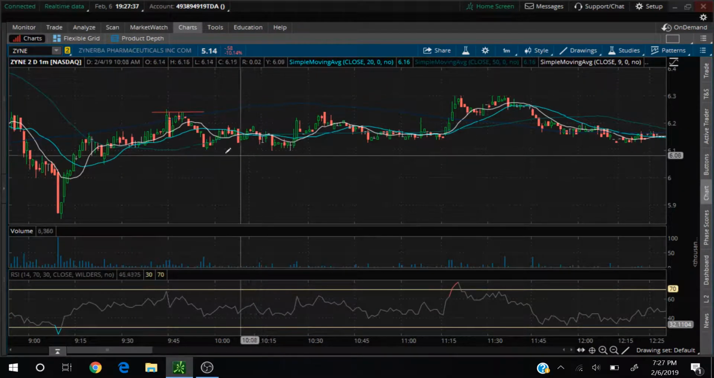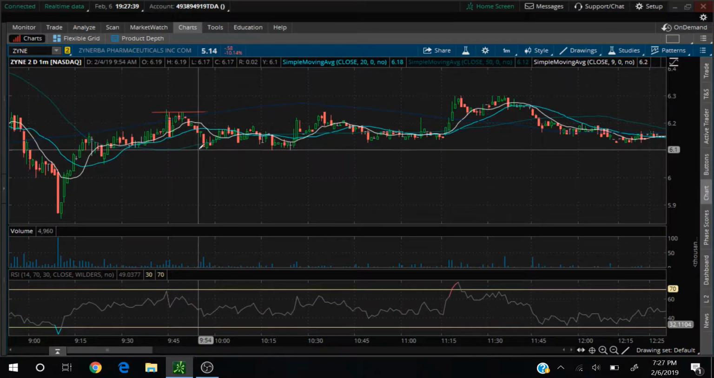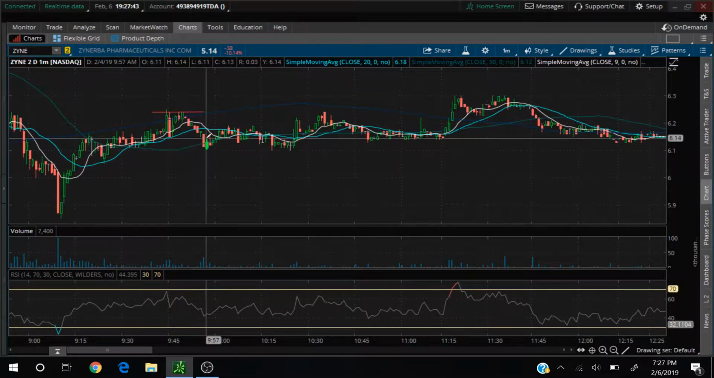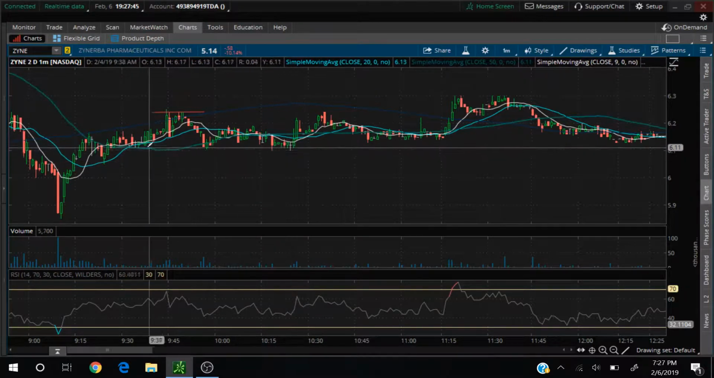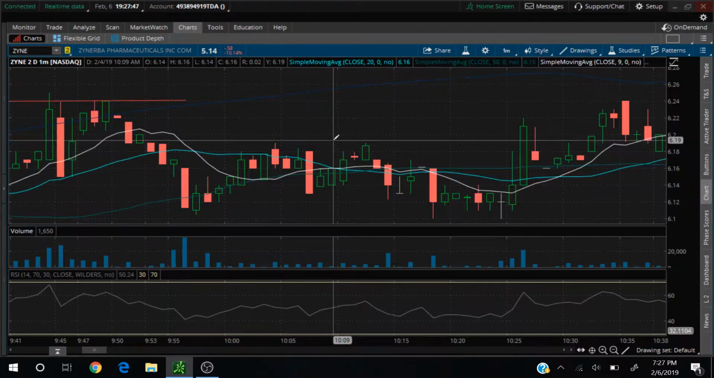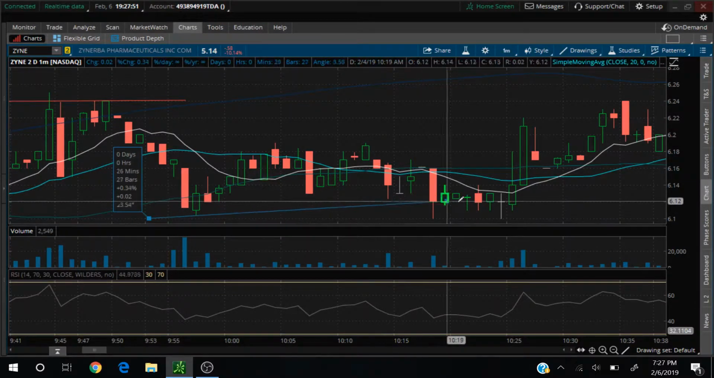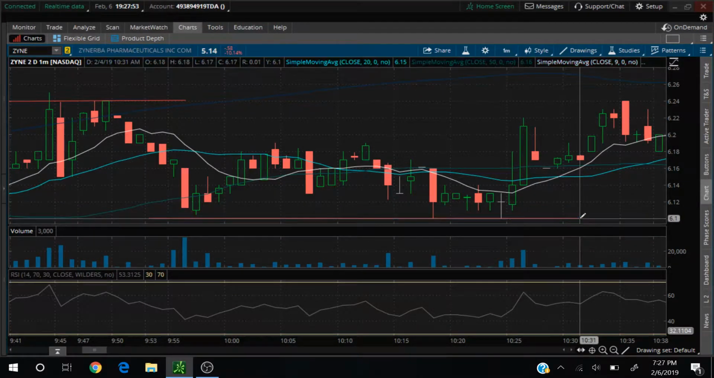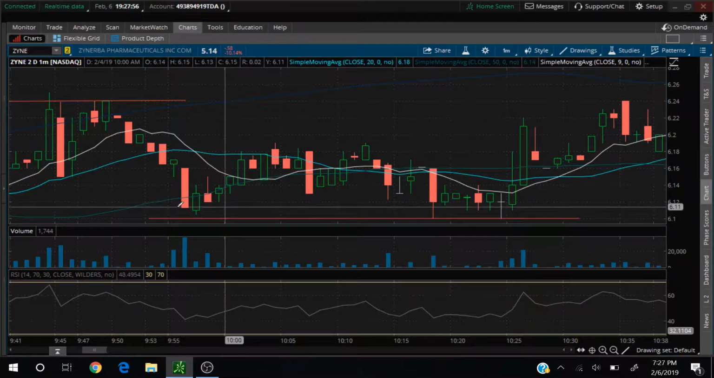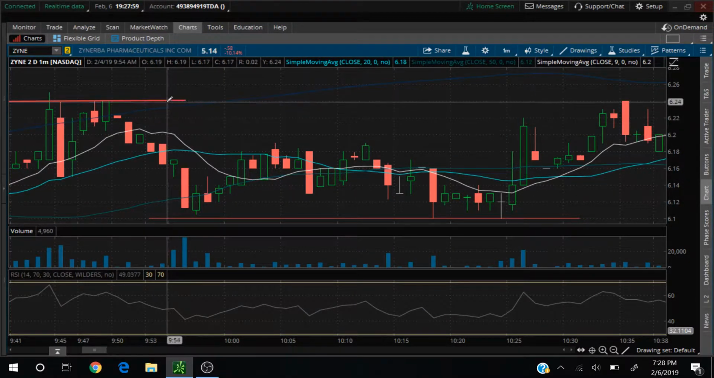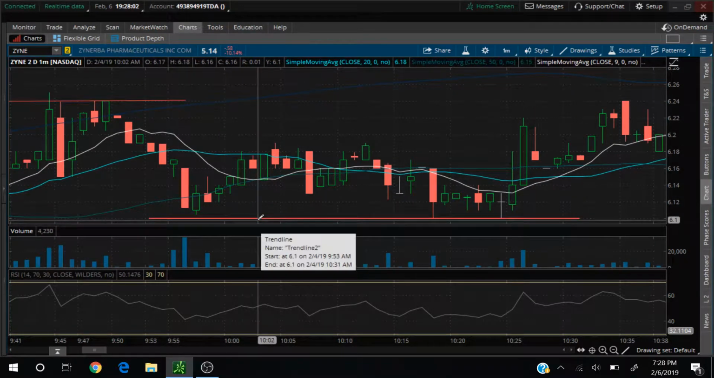Okay, and then a support would be pretty much the opposite of resistance. It's where the price point keeps touching from the bottom. So like here we see the candles are touching this imaginary line on the very bottom. As you can see, this candle, and this candle. And so this is a resistance, this is a support.